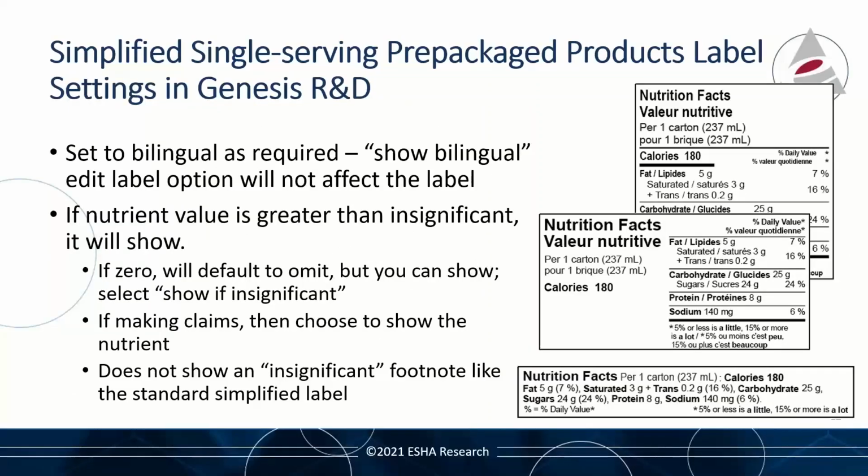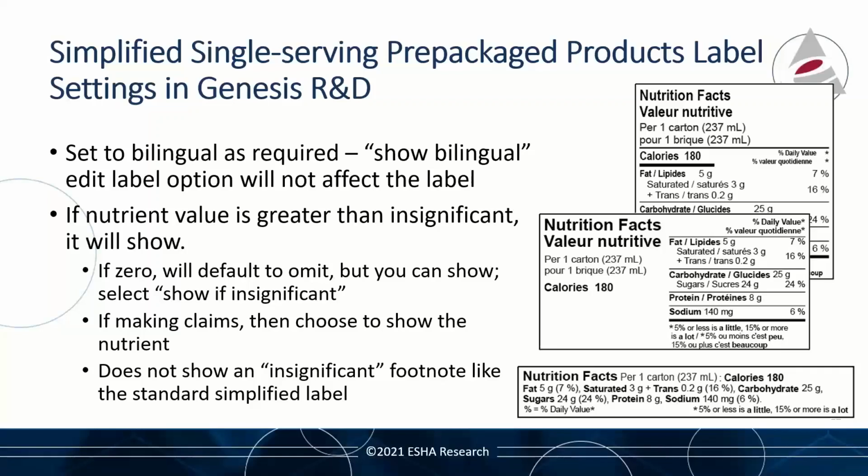So to accommodate the required and the allowed reporting on the single-serving prepackaged products label, Genesis automatically applies specific settings to this label. The simplified label is set to bilingual, like I said, for the vertical and the tabular styles per the regulations. So when working in Genesis, there's in the edit label feature a show bilingual option in general for working with Canada labels. But because of the requirements for this label, if you check or uncheck the show bilingual setting, that doesn't have an effect on this particular label.